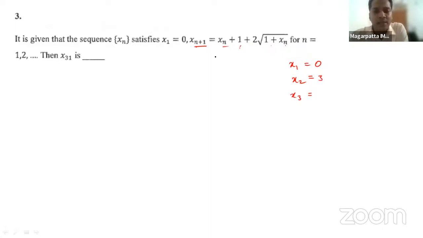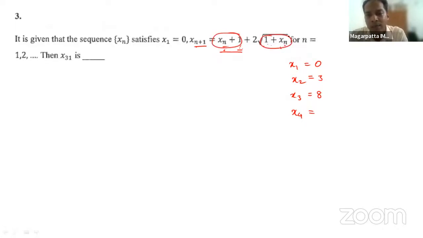Okay. So X3 would be X2, which is 3, plus 1, 4. 4 plus 2 times under root of 1 plus 3. So 1 plus 3 is 4. Square root of 4 is 2. 2 into 2 is 4. 4 plus 4, the total comes out to be 8. Similarly, X of 4, quickly again, 8 plus 1, 9. So can you see that whatever is outside over here is there inside also?